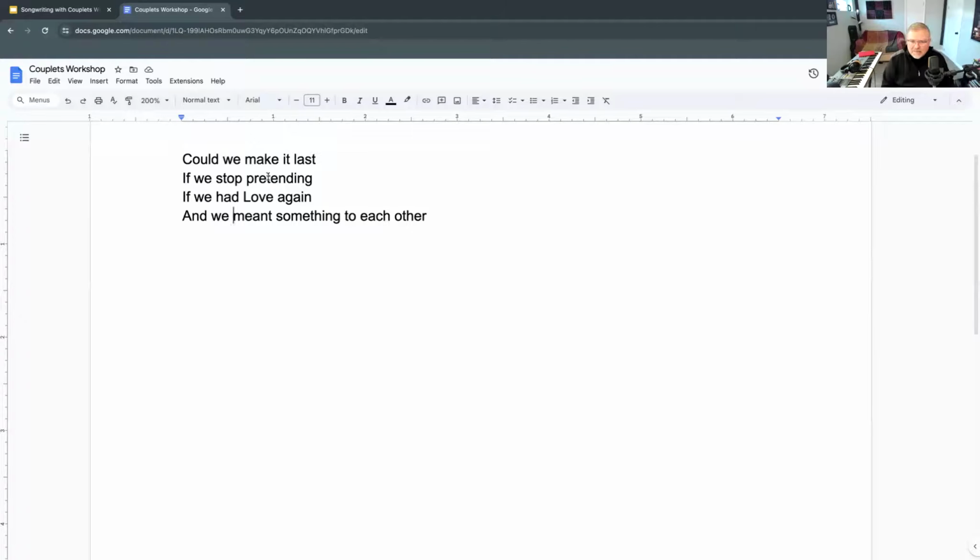Because the lengths of the lines are different. The lines aren't rhyming. You have an internal rhyme with pretending and something, and then it adds this extra thing. So this is very unbalanced. So does that support or take away what's being said in the lyric, right? We're saying, could we make it last if we stop pretending, if we had love again and we meant something to each other?